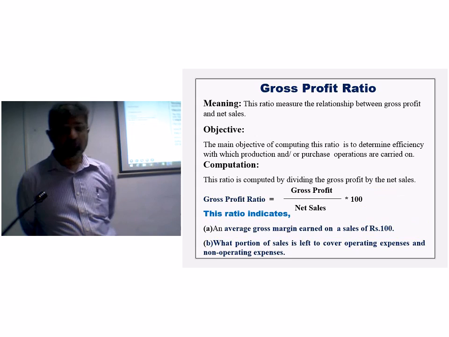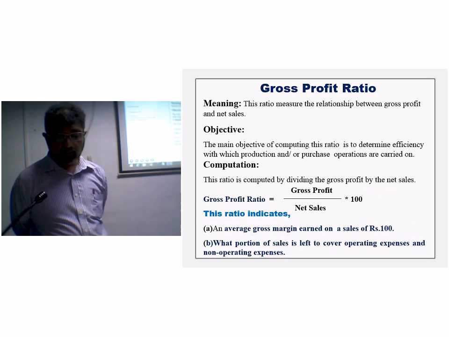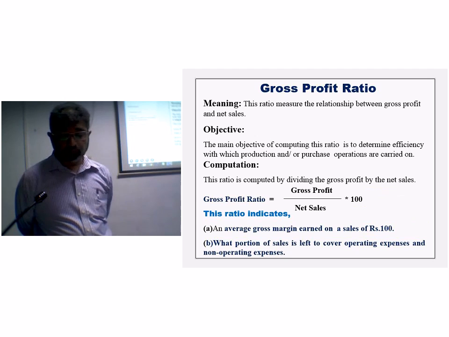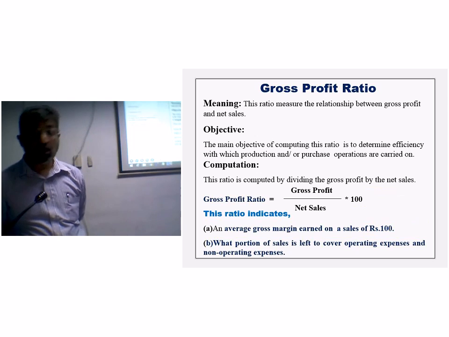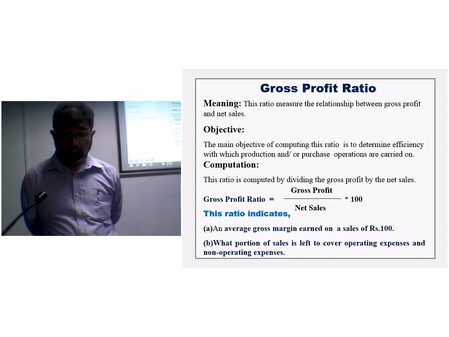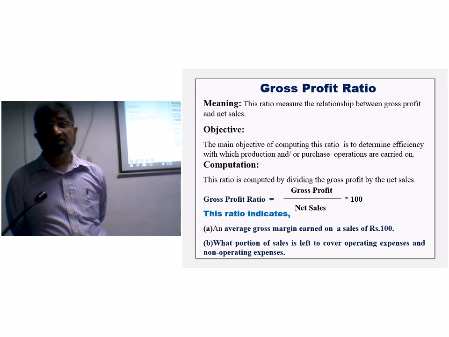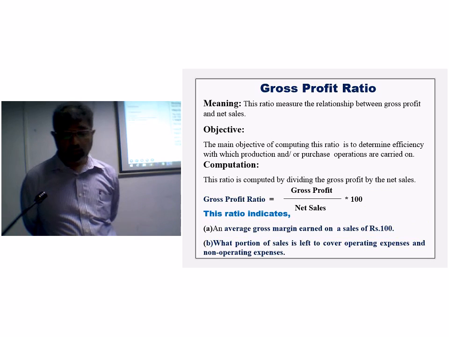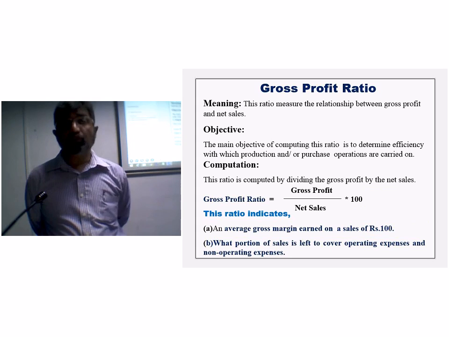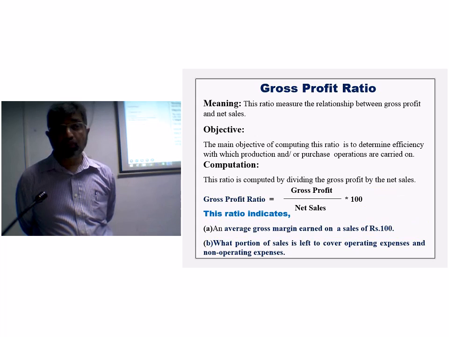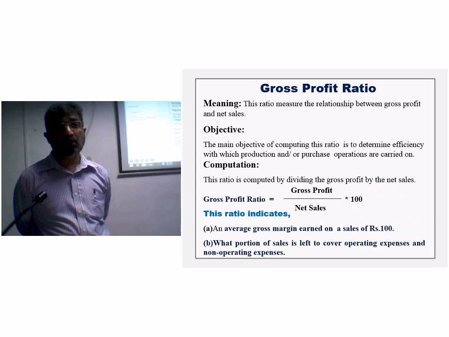As you all know, it is a very popular and easily understandable ratio. Then, average gross margin earned on a sales of 100 rupees, right? That is the interpretation of that result. If your gross profit margin is 25%, that means you can earn 25 rupees of gross profit out of 100 sales.